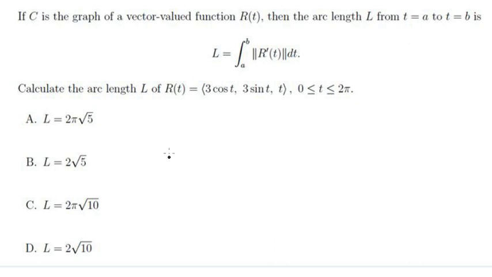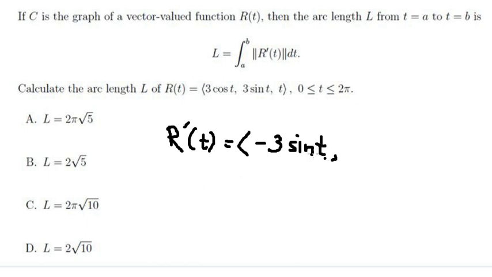The first thing we need to find is the derivative of r(t). So the first derivative of 3 cosine t, we have negative 3 sine t. This one we have 3 cosine t. This one we have 1.